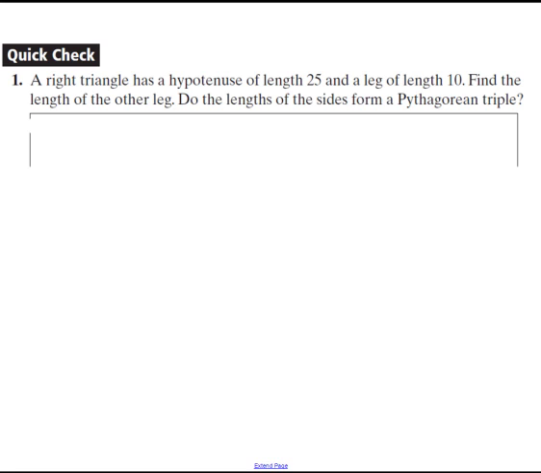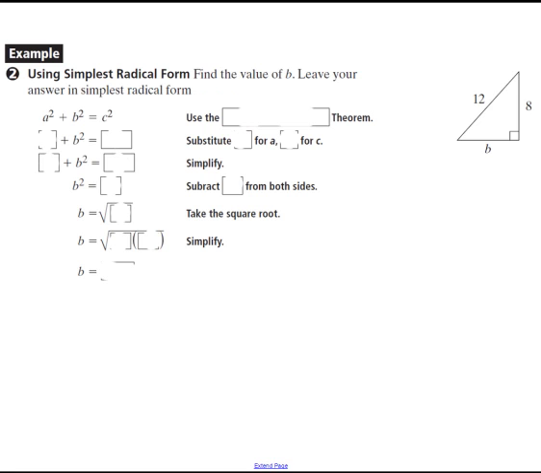Again, quick checks are for you to do on your own. That's part of the assignment. We'll look over those in class.